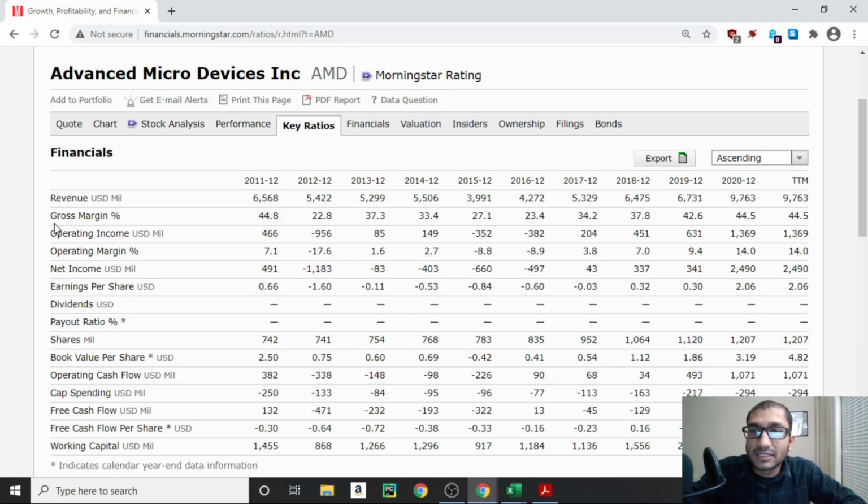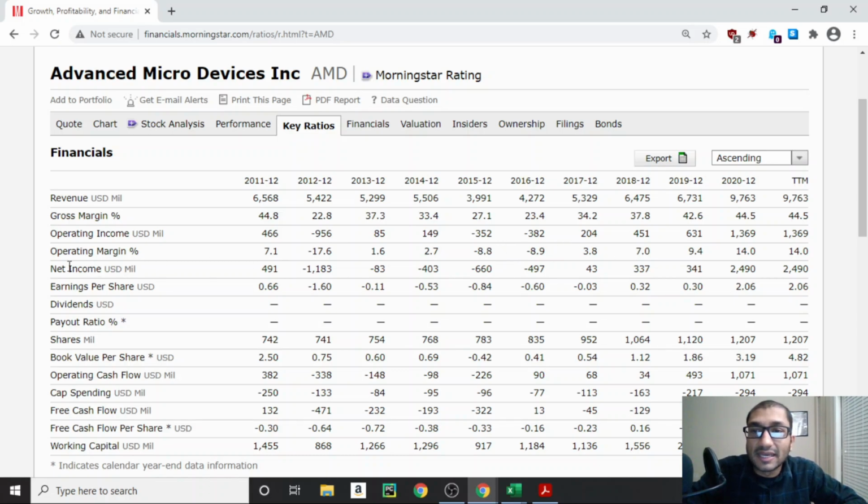Next is the operating income. The operating income is the amount of money that's left with the company once AMD has paid for its cost of goods and its operating expenses. Back in 2011, AMD's operating income was about $466 million, and for the year 2020, it was $1.3 billion. Over the past 10 years, back in 2012, 2015, and 2016, the operating income was negative. This indicates that the company's cost of goods and its operating expenses exceeded the amount of money that was brought in via sales, causing its operating income to turn negative.